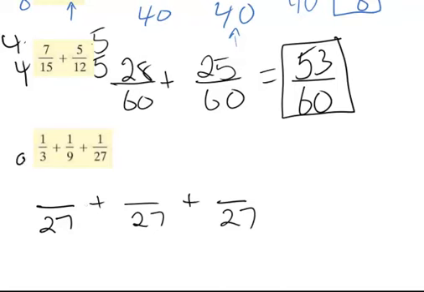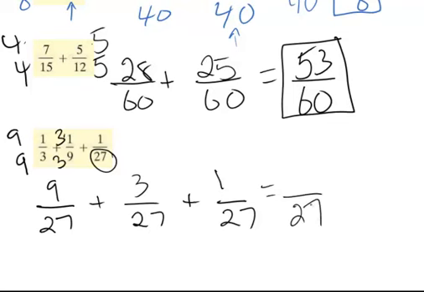I multiplied 3 by 9, so I have to do it on the top. 9 times 1 is still 9. I multiplied 9 by 3, so that's a 3 here. We didn't change this number here, so I'm not going to change that number there. Here's my 27. So 9 plus 3 is 12. 12 plus 1 more gives me 13. I cannot reduce that fraction, and so I'll leave it alone.